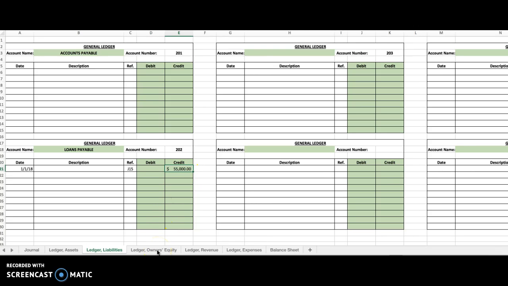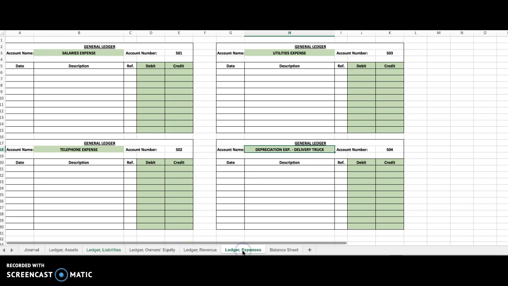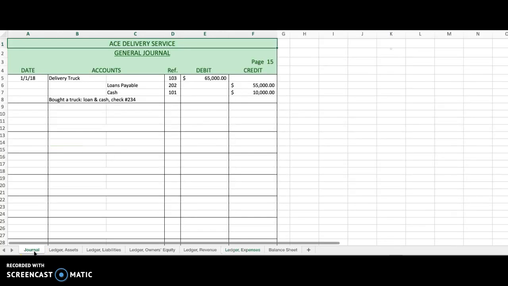We're not using owner's equity in this problem. We're not using revenue, but we are using expense. Under our expenses, we see some typical ones: salary expense, telephone expense, utilities expense, and here's a new one: depreciation expense for the delivery truck. And we will be considering that in a few minutes. So account 504 is an expense account called depreciation expense for our delivery truck. Now, let's go back to the journal and look at how we will do this.